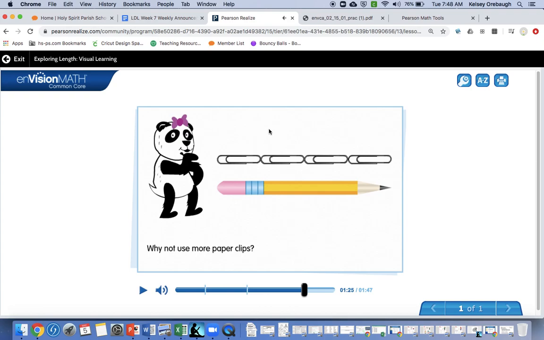So why do we not need to use more paper clips here? Because the pencil is only about 4 paper clips long. If we used another paper clip, that would be too many. It would not match the length of the pencil.